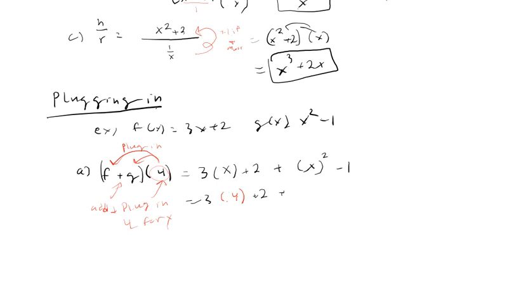So then you just calculate. You're going to get a number for an answer here. Since you're plugging in, you're going to get a value. So what is this going to be? 3 times 4 is 12. 12 plus 2 plus 4 squared is 16 minus 1. So 12 plus 2 is 14 plus 16 minus 1. 14 plus 16 is 30 minus 1 is 29.